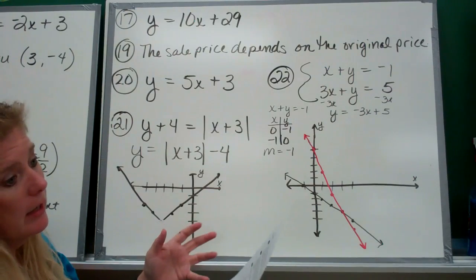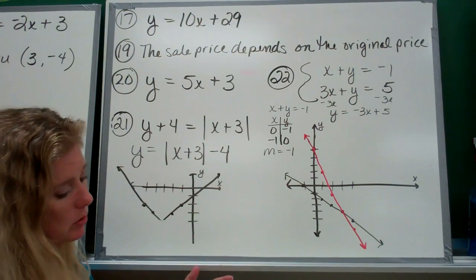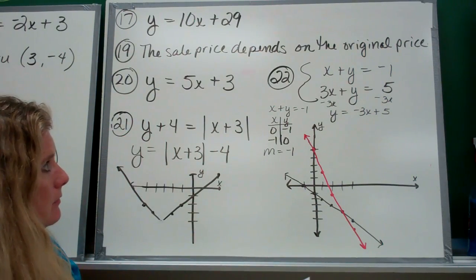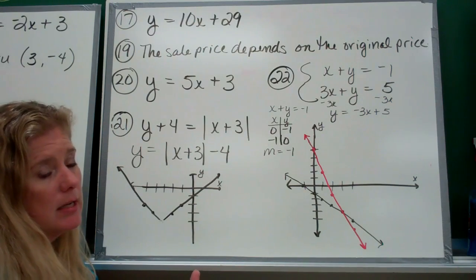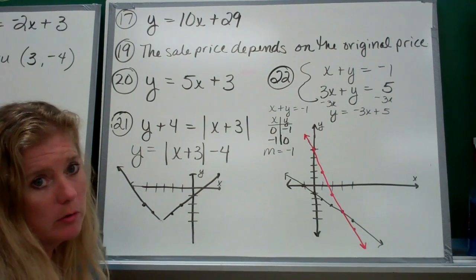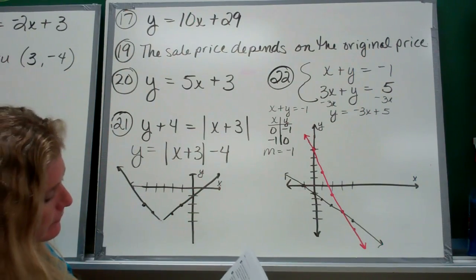Well, all you have to do is one sentence. The sale price depends on the original price. Okay? The original price is your independent variable, so your sale price is your dependent variable, so therefore the sale price depends on the original price.